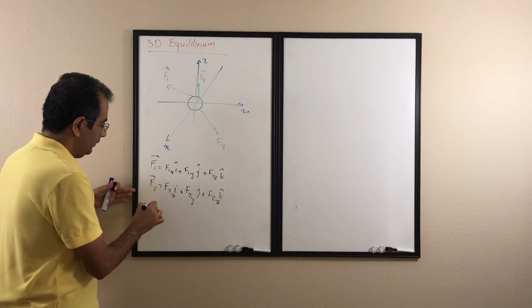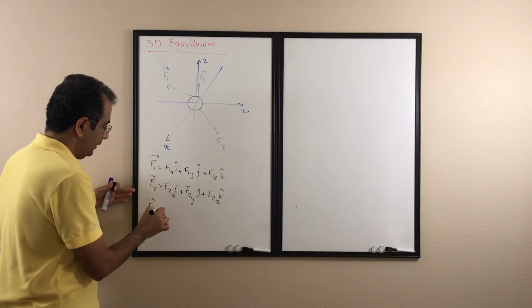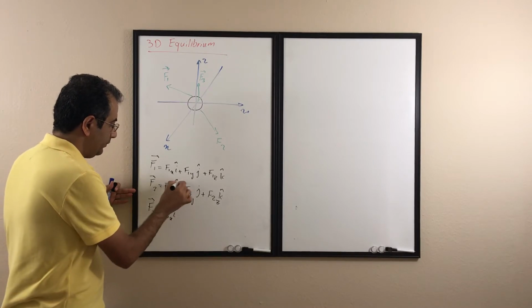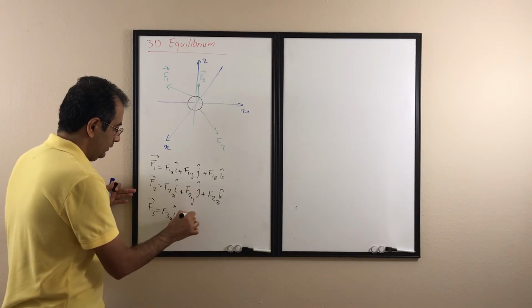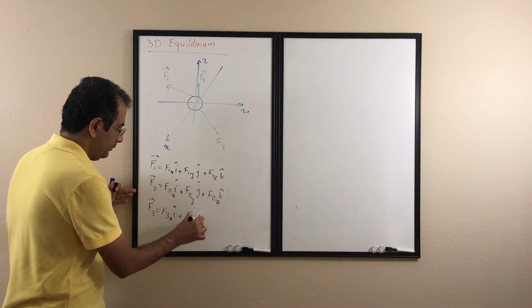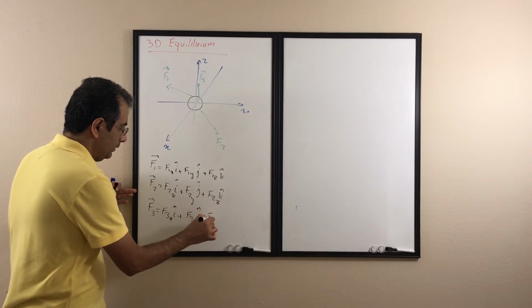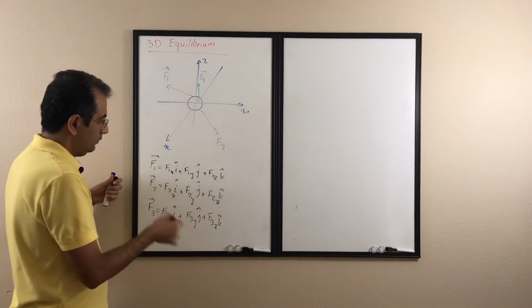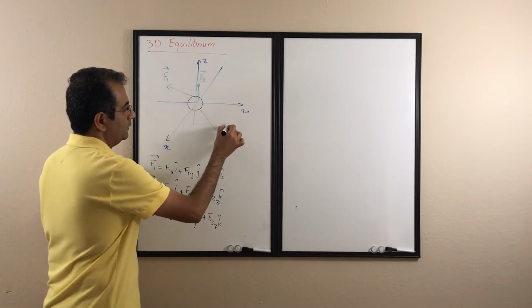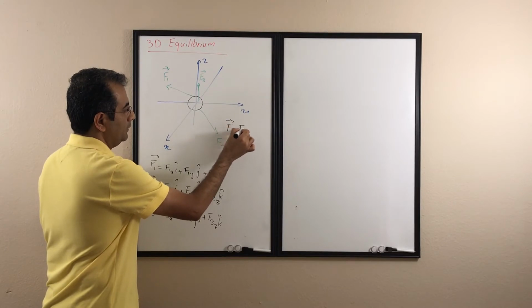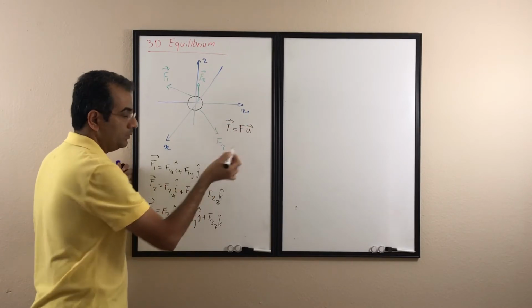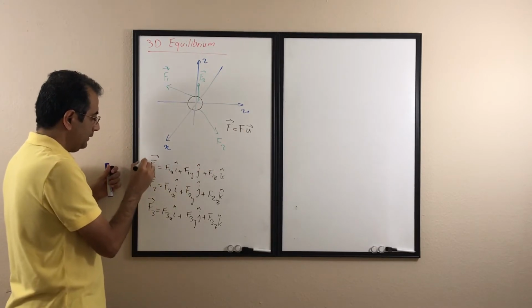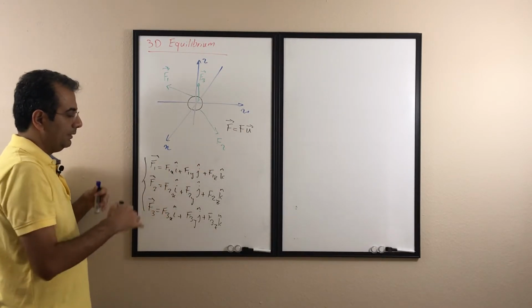And the same for, for example, F3, as we assume we have three forces: F3x i plus F3y j plus F3z k. And remember, as I said, any force is just its magnitude times its unit vector. So we can calculate that, and from there we can get these equations.